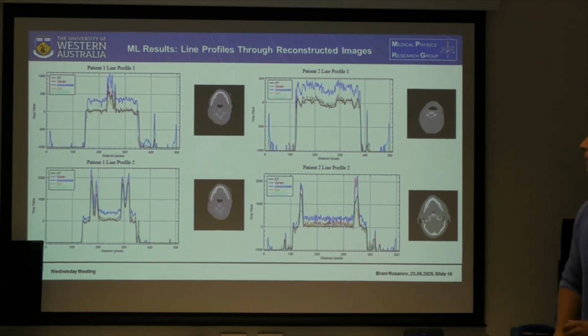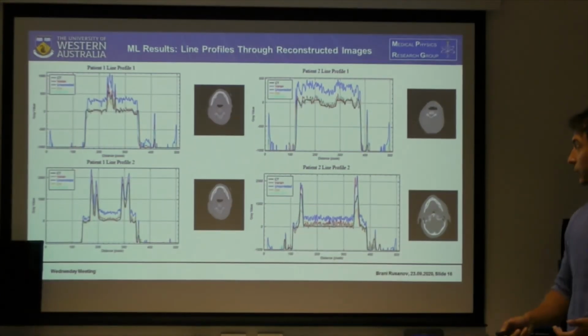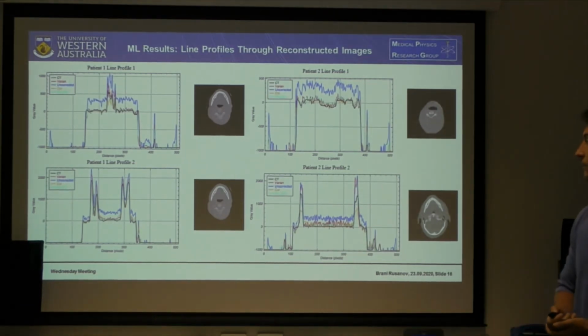Okay, moving on. Here I have generated some line profiles through reconstructed images for 4 typical patient slices. In black is the ground truth again for the CT. In red is the variant reconstruction. And what immediately you can notice is that the variant reconstruction tends to overestimate the HU for bone. Here we can see in the bone. And it also slightly overestimates the HU for soft tissue as well. And it's also quite noisy, as you can see by the high amplitude of the spikes.